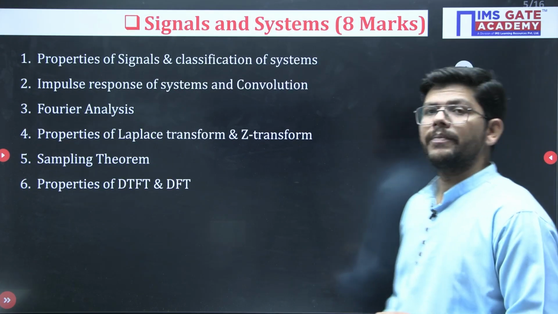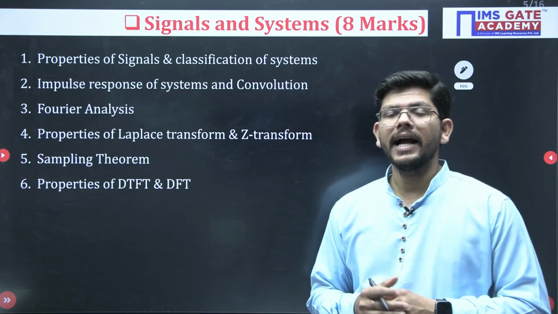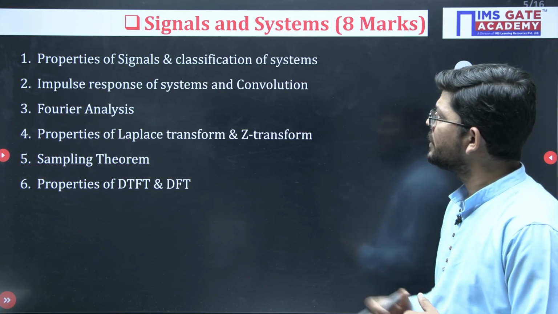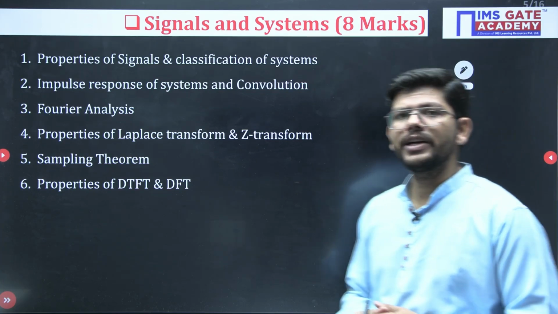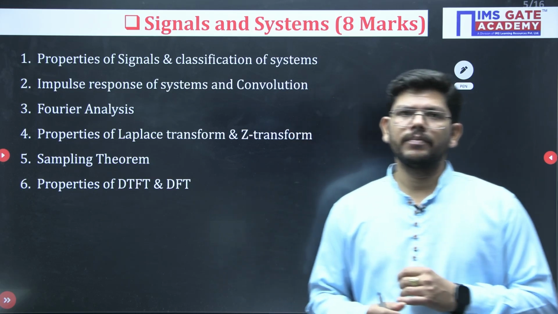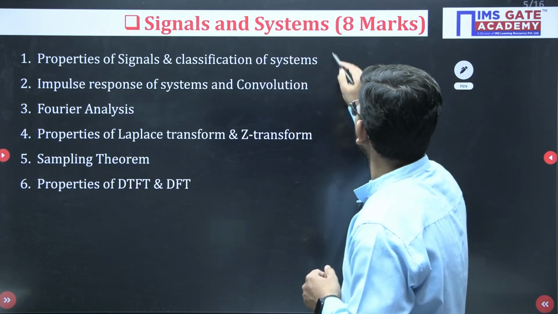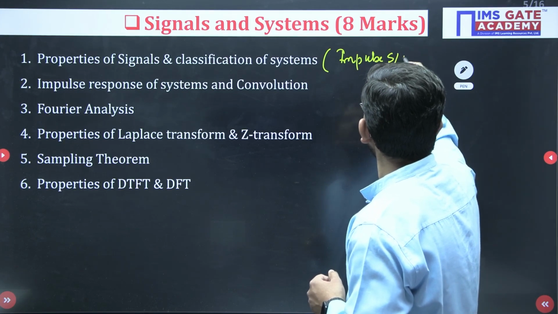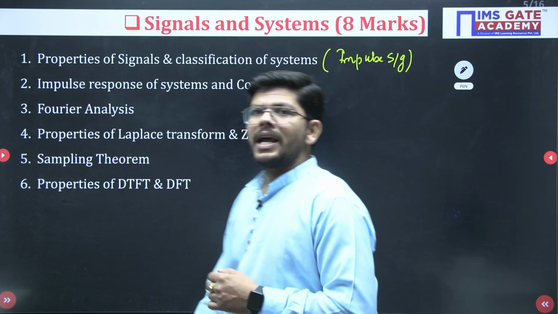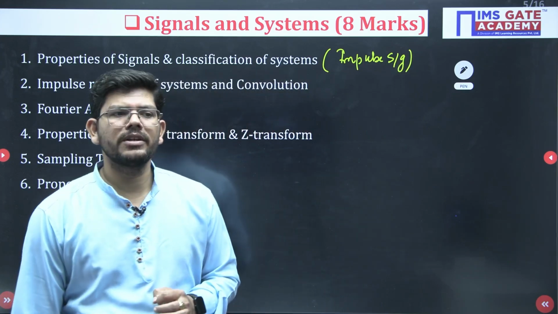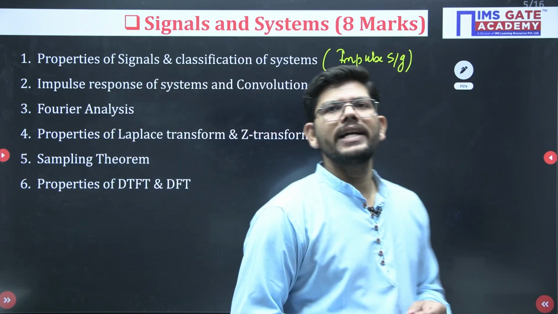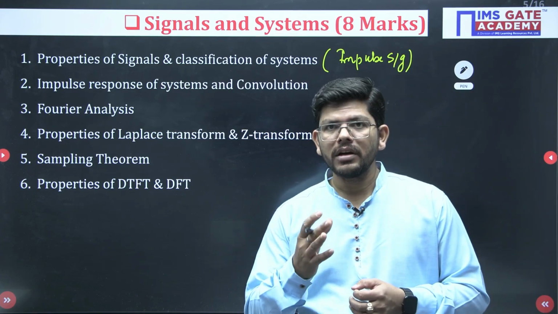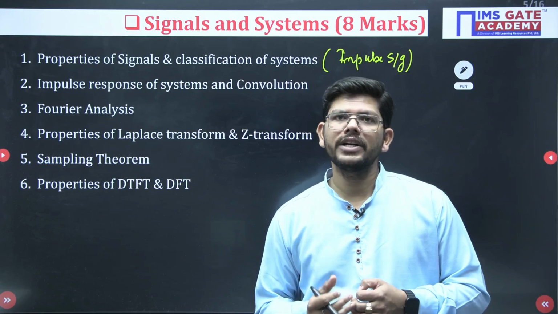Then signal and system, very important subject and very easy to score in this subject as well. What are the important topics? Properties of signal and classification of system. Okay, so properties of signal, the properties of impulse signal. Okay, you will get question related to impulse signal. And then classification of system, you will get a question where you have to identify the type of system. So be very well prepared for identifying the classification of system.